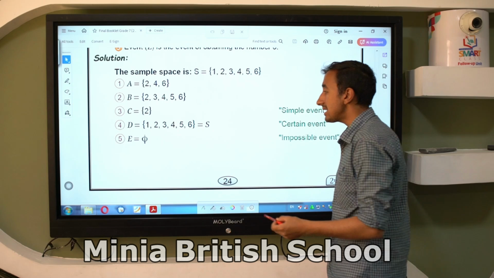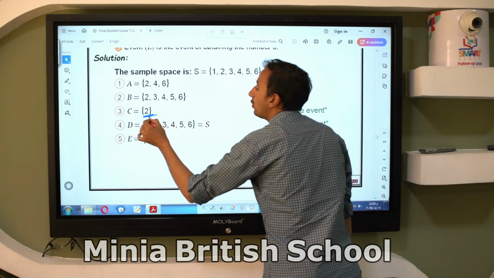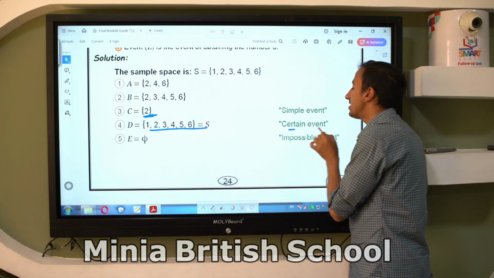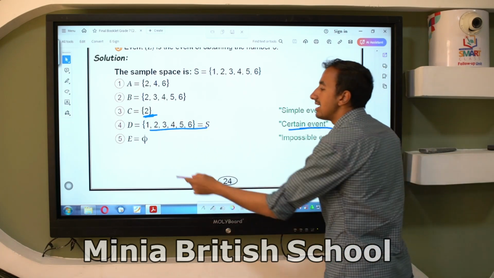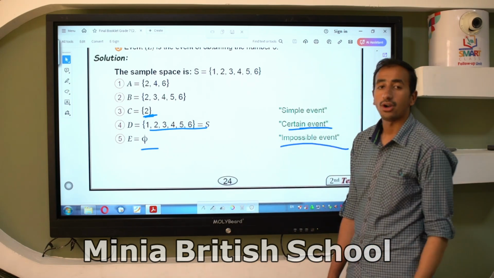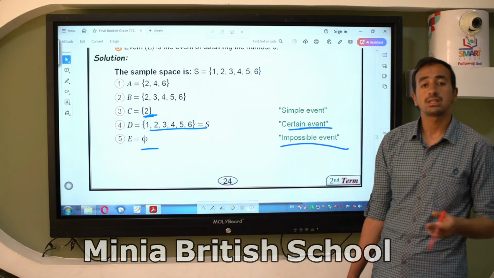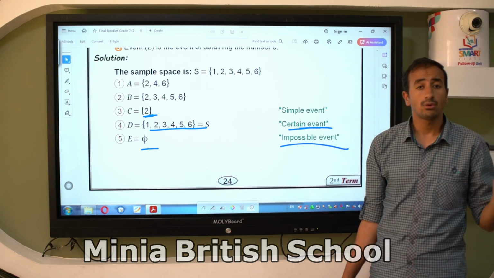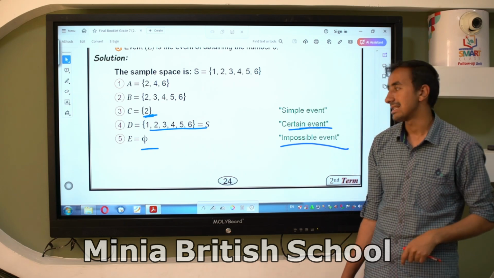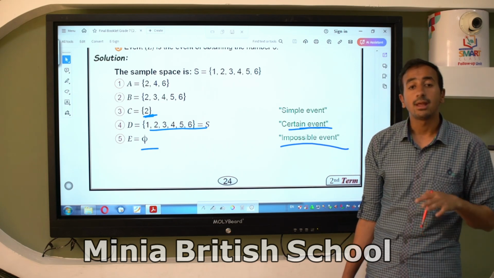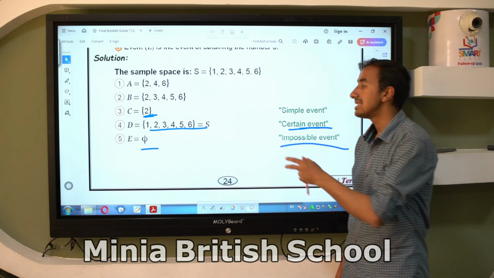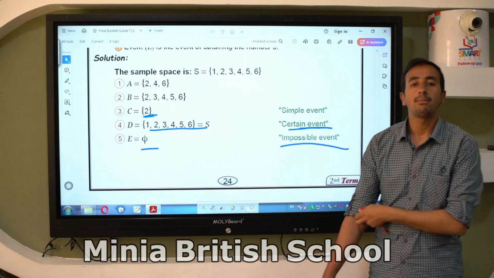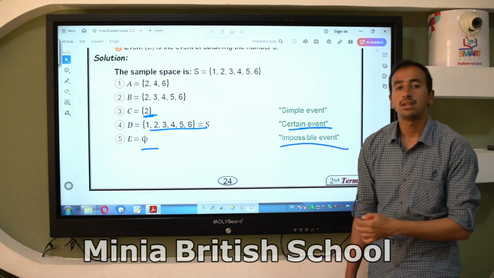A simple event has only one element, but an event with all of the elements is called a certain event. An impossible event is the empty set. So choose the correct answer: the impossible event is the empty set. The probability of the certain event is 1. The probability of a simple event is the number of elements of the event over the number of all elements of the sample space.